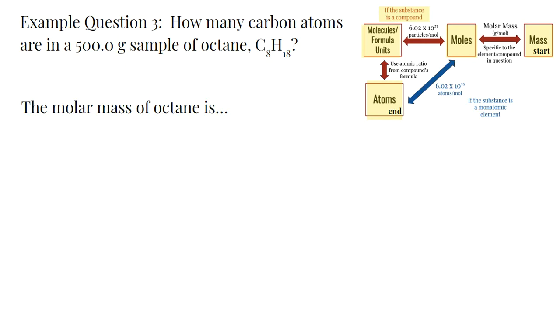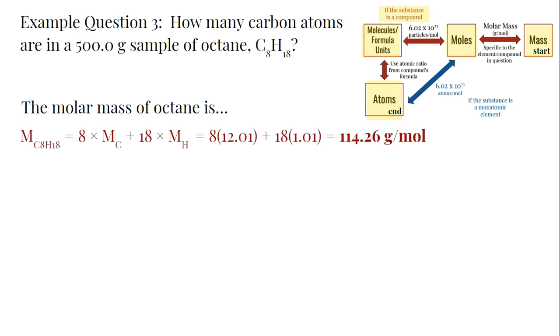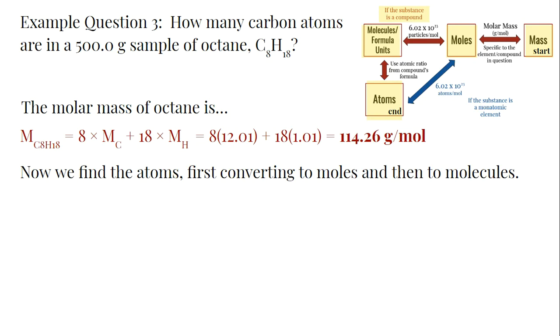So to start off with, we're going to need the molar mass of octane, which is going to be 8 times the molar mass of carbon, plus 18 times the molar mass of hydrogen. Add those together, 114.26 grams per mole. So now we can find the number of atoms, but first we have to convert to moles and then to molecules before we can get to atoms.